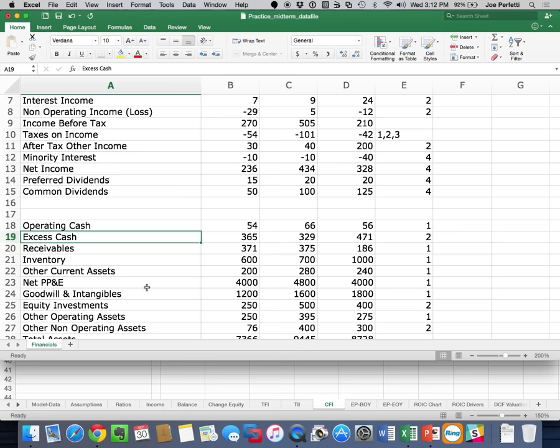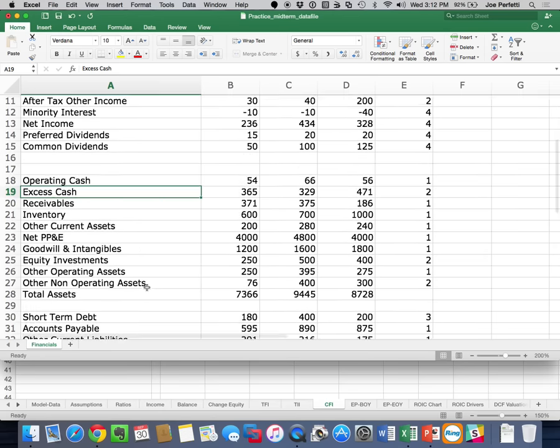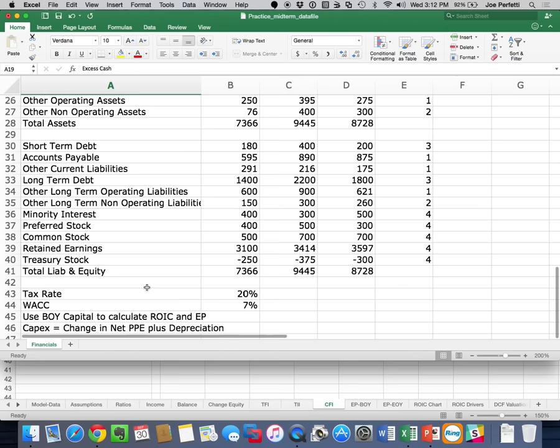Now, the other thing that you're probably going to struggle with is something called, well, 2 things. 1, treasury stock. What is treasury stock?